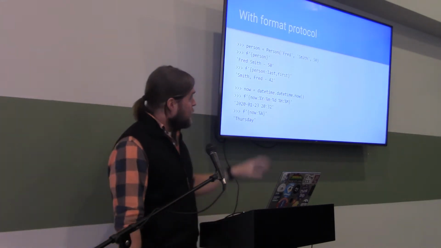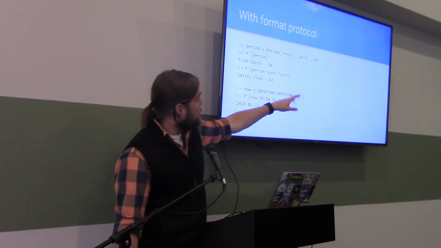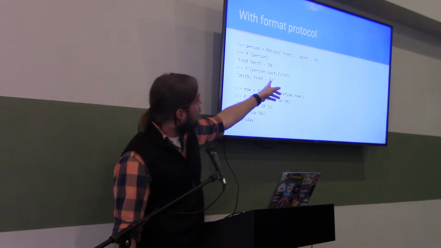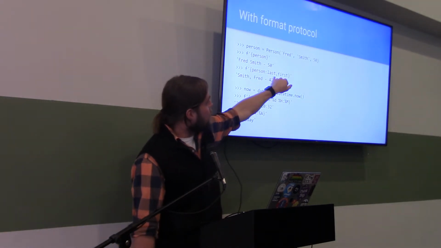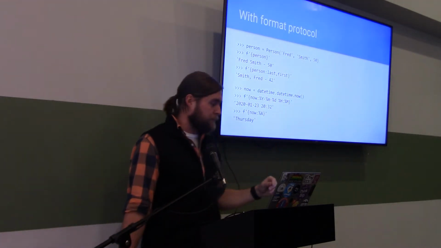So what that actually looks like when we execute it: if we say f person, we get Fred Smith is 50. You can tell that I actually checked this very closely. Here, if I do a format specifier last comma first, I get last comma first, and that should be 50, but it's 42.